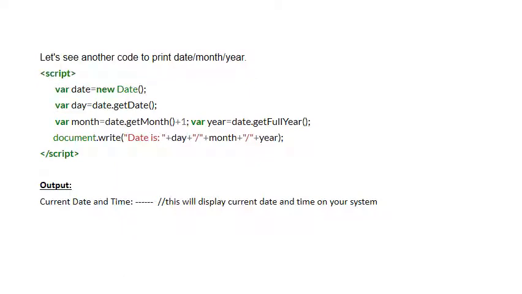Let us see another code. What it prints: variable date is equal to new Date. I'm calling the new Date function. Variable day is equal to date.getDate, and variable month is equal to date.getMonth plus 1. Variable year is equal to date.getFullYear. I will print it as date is day, month and year. It will display the current date on your system.